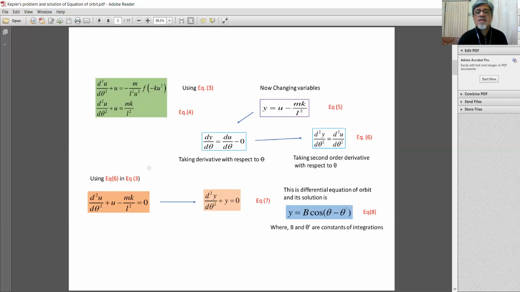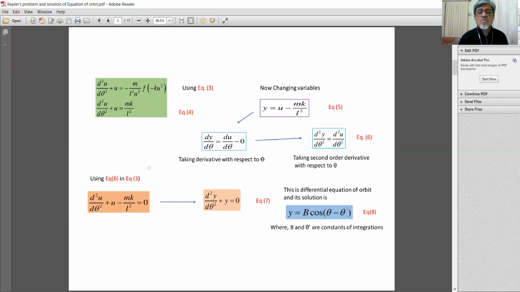Now we have already mentioned that y is equal to u minus mk divided by L square. So our equation is restructured into d2y by d theta square plus y equal to 0. So this is a simple form of differential equation. Now this differential equation has a standard solution in mathematics, so we don't take the labor to solve this equation. We take the ready-made solution available in mathematics.